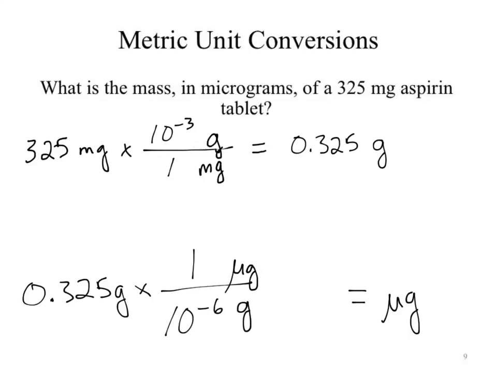If we track our units all the way through, from the very beginning, what ended up happening? In our very first step, our milligram unit was converted across into grams. In our second calculation, our gram unit was converted over into micrograms. So at our very end, we'll have our microgram unit answer. What ends up happening? We get 325,000 micrograms.